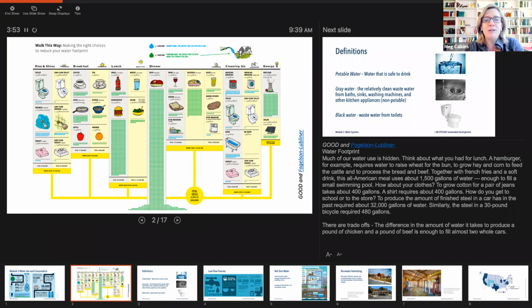Beef uses a lot of water, as you can see. And that 1,500 gallons of water, just to give you an idea, is about enough water to fill a small swimming pool. So you can see from this diagram that a lot of water use is hidden. It's behind the scenes. We do not see the water that's being used. Obviously, we see the water used in our showers and in our toilets and in our sinks. We can dial those back a little bit, use a little less, take shorter showers. But the reality is other decisions that we make impact our water use.